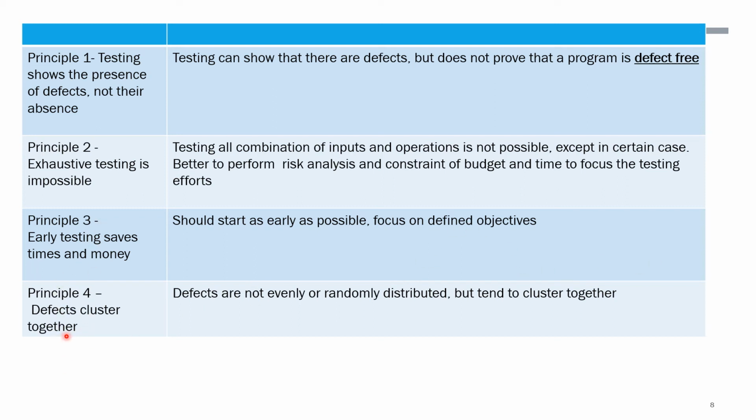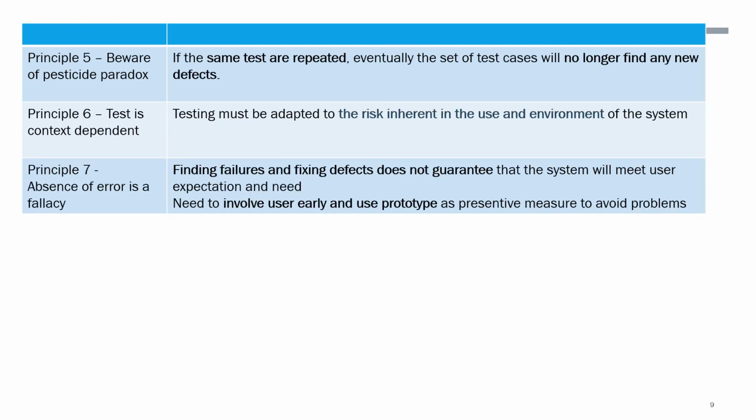Principle 4 is defects cluster together. What this means is that normally when you do testing and you find an error in one component, most probably there will be more errors in that component. Why? Because according to the principle of testing, defects always cluster together. They are always nearby.